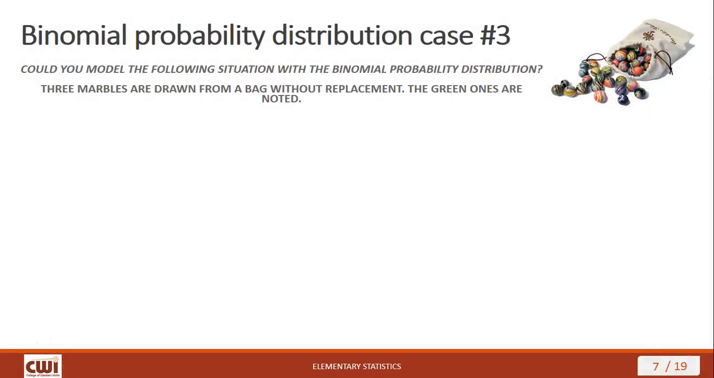Let's look at another case, and this time I'm going to give you the opportunity to answer each of the questions associated with each of the requirements so that you can learn a little bit more about getting this process integrated into you. So, we're asked to evaluate: 3 marbles are drawn from a bag without replacement, and the green ones are noted. Could we model this situation with the binomial probability distribution? Well, let's look at our requirements. The first requirement is the procedure has a fixed number of trials. Do we have this requirement met?